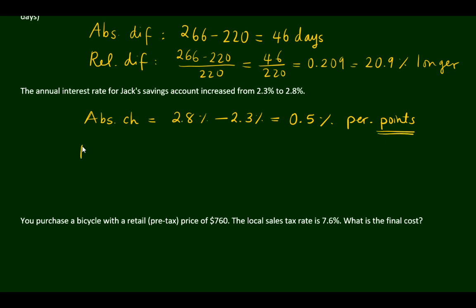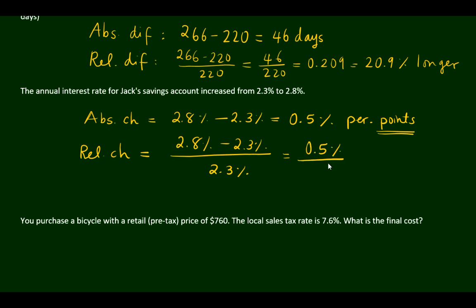But if you look at the relative change, now you look at the change: 2.8% minus 2.3%, divided by 2.3%. As you see, percent is your unit now. It's going to be 0.5% divided by 2.3%, and that's going to give you 0.217, which is 21.7%. So this is the relative change.